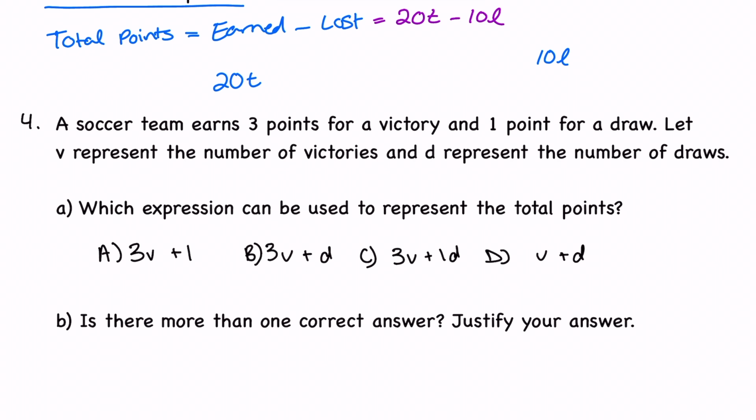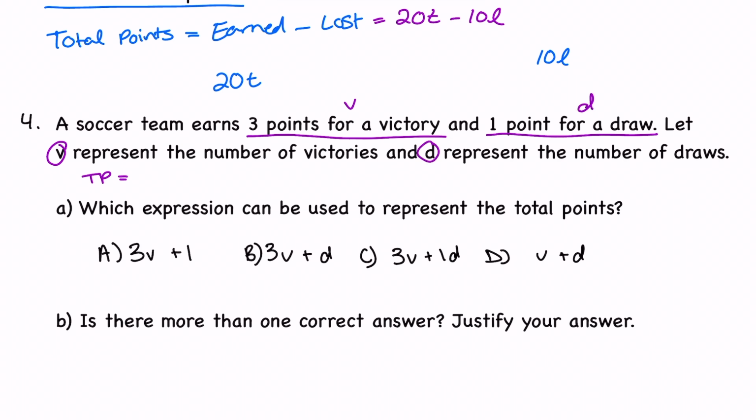A soccer team earns 3 points for a victory and 1 point for a draw, so a tie. Let V represent the number of victories and D represent the number of draws. Which expression can be used to represent the total points? So the total points in this case, or we'll call it TP for short, depends on the number of points earned for a victory and the number of points earned for a draw. Since we're earning points both times, we're going to be adding. Remember, victory is represented as V, and our draws is represented by D.